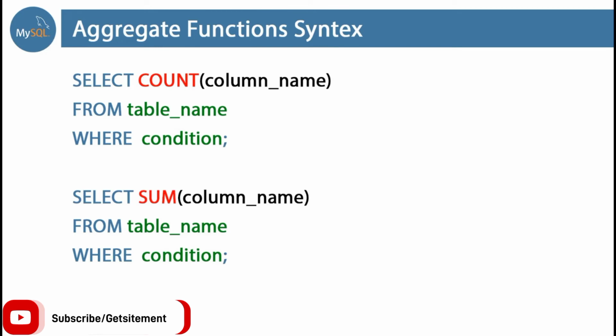In a similar way, we can use other functions like sum, minimum, average, etc. We need to follow the same procedure. After the select command, we need to type our function name. That's it. And everything remains the same. So let's start the practical and see how it works.